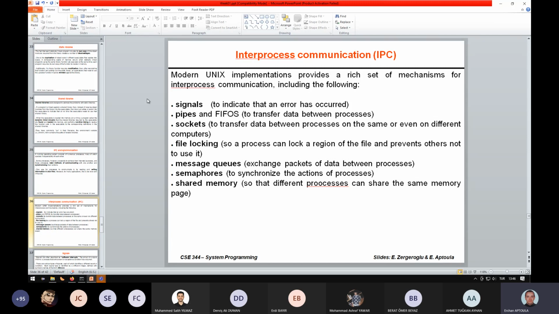There is also file locking, message queues, semaphores, shared memory. These are all methods that we will take a look at, except for message queues. So we will study all of these except for message queues. Why? Because they are too old, honestly. Very few people use them anymore. That's why message queues will be exempted.